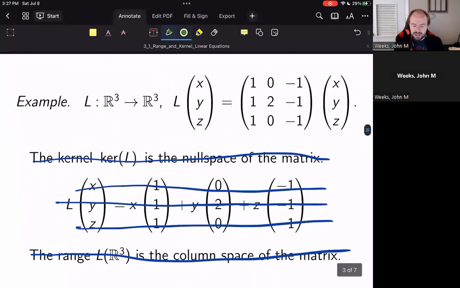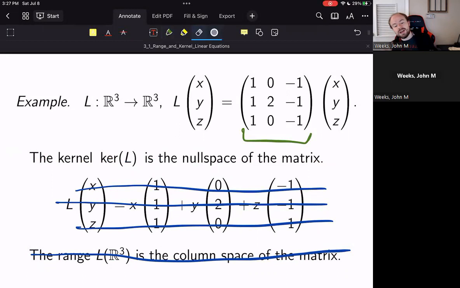For now, let's take a look at this linear operator going from R3 to R3. And that linear operator is going to be matrix multiplication. Let's take a look at what is signified by all of these sorts of things. Let's take a look at the kernel of this space. Well, the kernel is going to end up being the null space of this matrix.